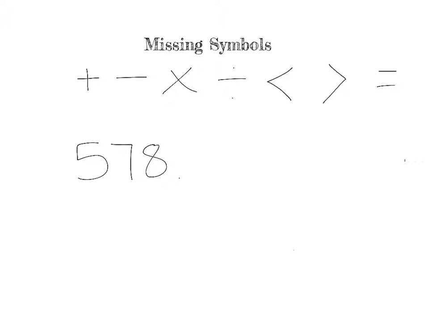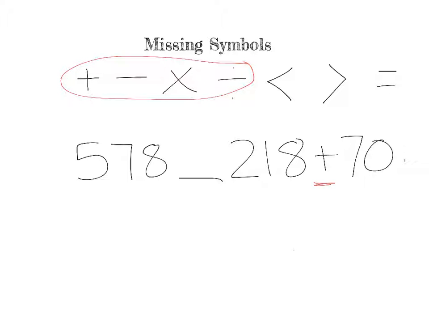Let's look at a different number sentence. 578 blank 218 plus 70. Looking at this number sentence, I can see that I already have a plus sign, so I already have one of our four operation signs. You wouldn't say that 578 minus 218 plus 70. You need some other sign in there besides just a four operation sign, or your number sentence is incomplete.